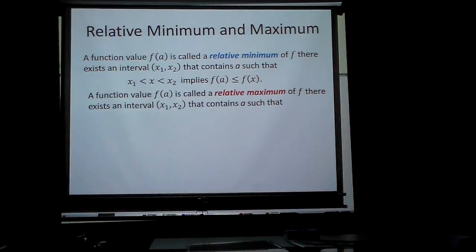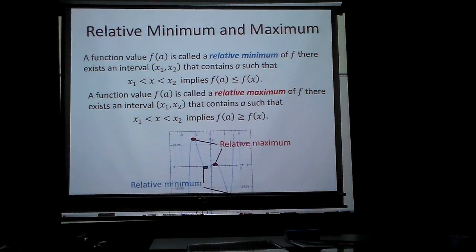So the relative maximum will be basically the same thing. As you're going from point 1 to point 2, all the values are larger except for the one right there, where f of x is at its smallest. Okay?